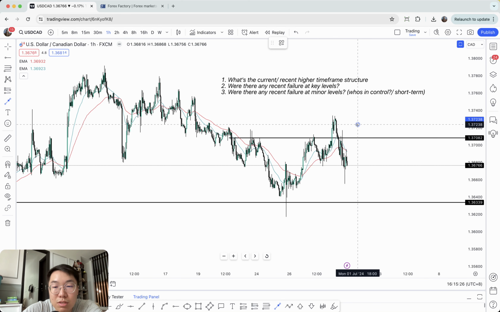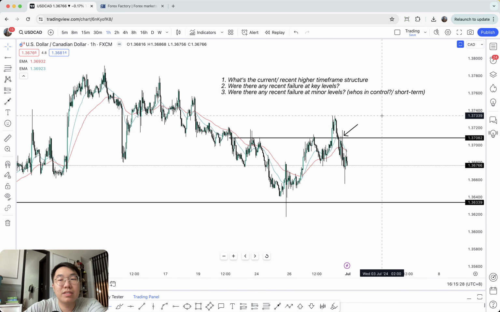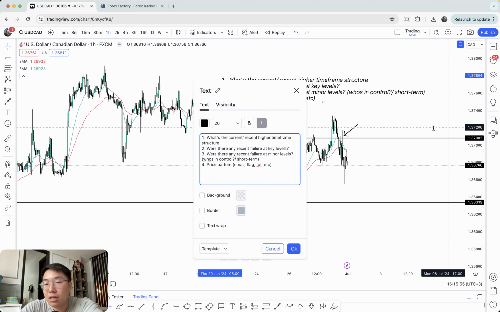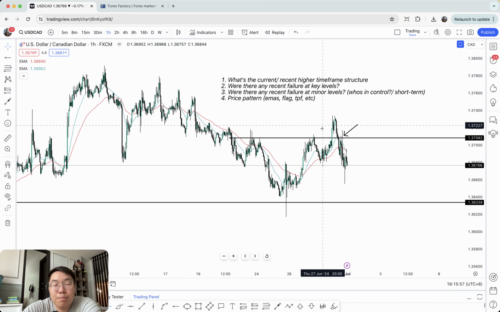Guess what? Failure, another fake out. This candle was the ultimate confirmation that tells me sellers are in control, whether on the high time frame or on the lower time frame. Right now, we got a failure, an obvious rejection at 137.08. So this is the final piece of confirmation that tells me I should be going short. Alright, so the fourth point is price pattern, or you can use anything like EMAs, flag, TPF, etc. This is when I'll start looking for a possible entry.